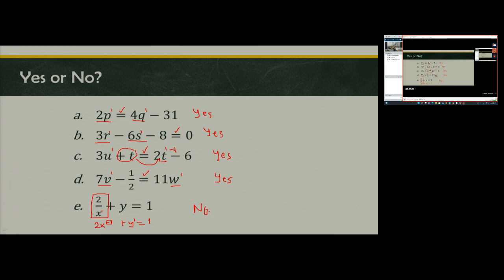Who got 5? Oh, very good. 4, 3, 2, 1. No one got 0, right? No 0? That's good. You understand?